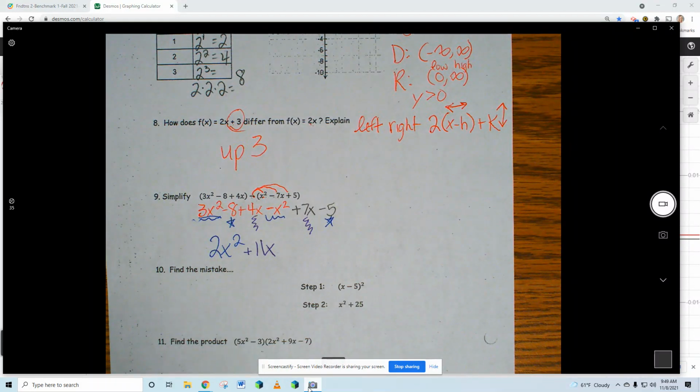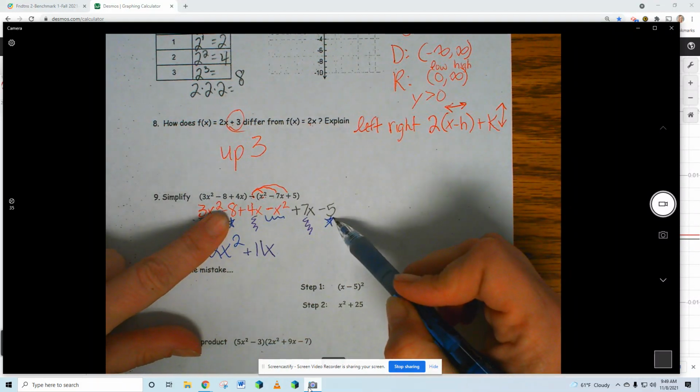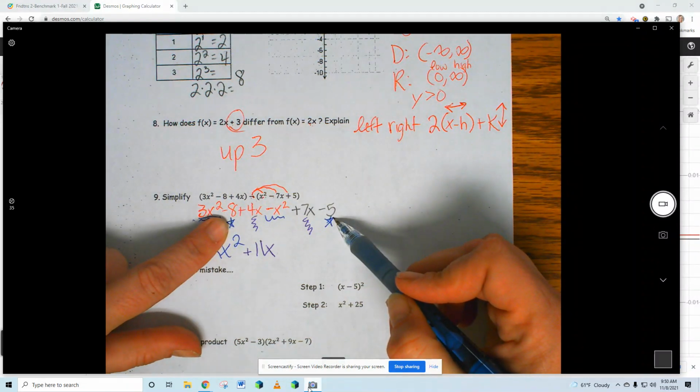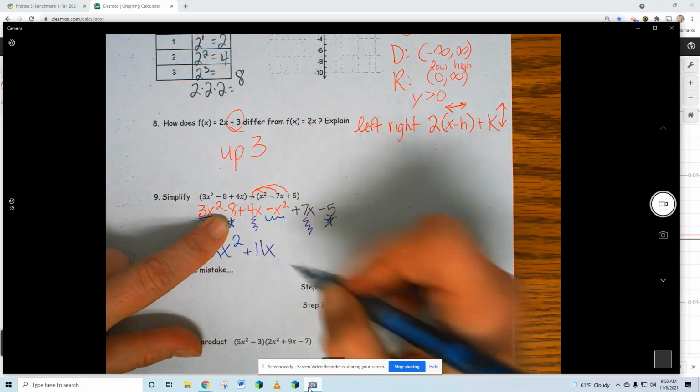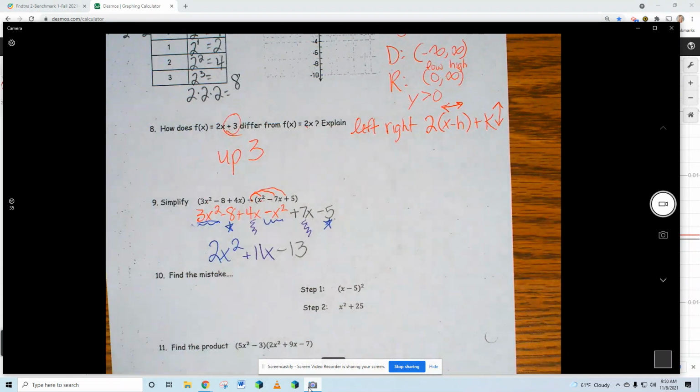What's my constant? Negative 8 and negative 5. Negative what? It's not 3. Negative 8 and negative 5 is negative 13. But if it's multiple choice, I bet you one of the choices is going to have a 3 because people aren't going to pay attention. So it's like a distractor. It's there to trick you.